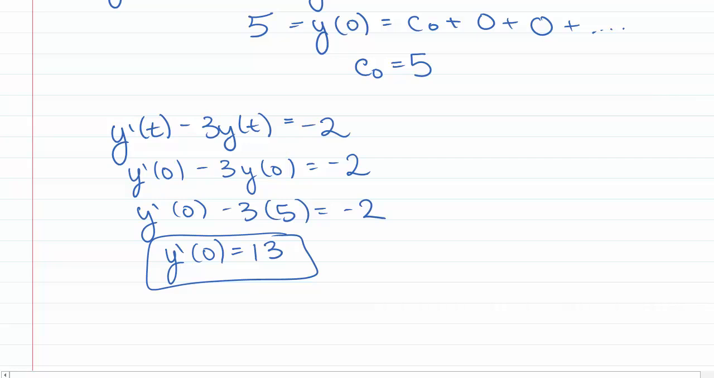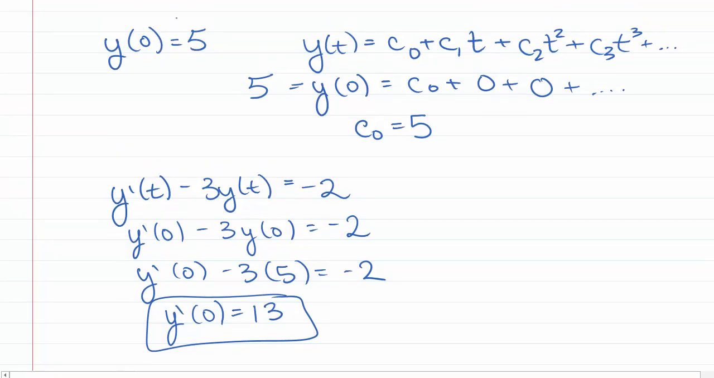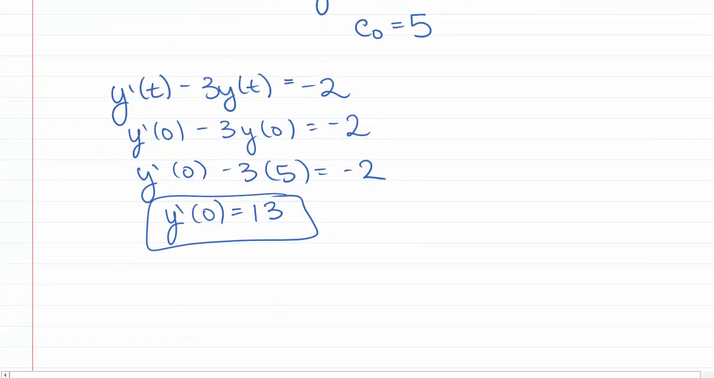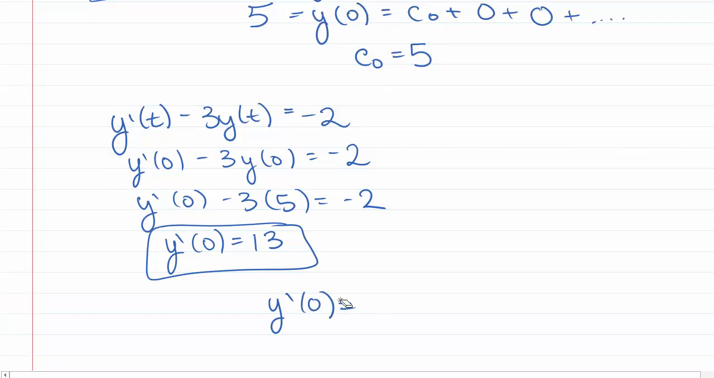But just like when we knew that y of 0 is 5, this is going to allow us to find a coefficient. Now we can take the derivative, y prime of 0, of our power series. Let's write that out one more time.